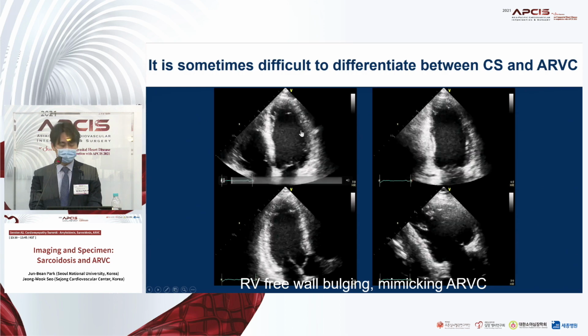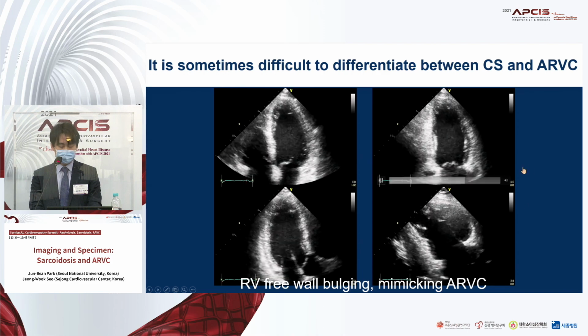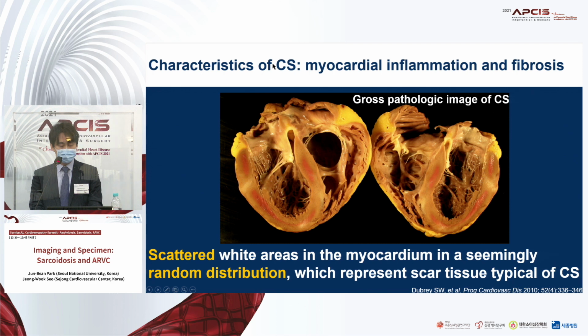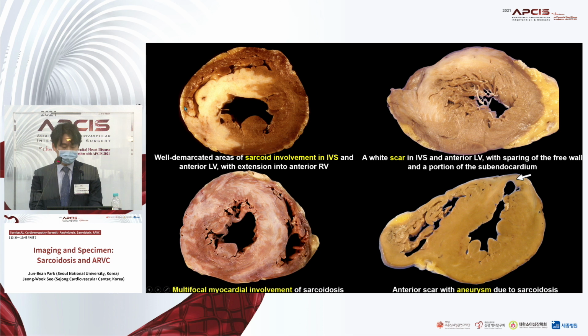This is the first case, as we have seen, and as you can see here, there is RV free wall bulging, which may mimic ARVC. It is not surprising because cardiac sarcoidosis can be characterized by myocardial inflammation and fibrosis with random distribution. This gross pathologic image clearly shows scattered white areas in the myocardium in a seemingly random distribution, which represent scar tissue, typical for cardiac sarcoidosis. So there are diverse features and presentations of cardiac sarcoidosis, such as interventricular septal involvement, or multifocal myocardial involvement, or predominantly scar changes, or only aneurysmal changes.